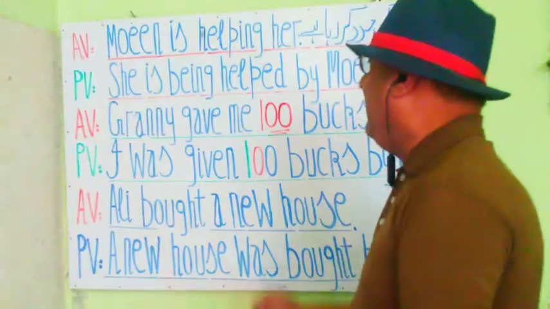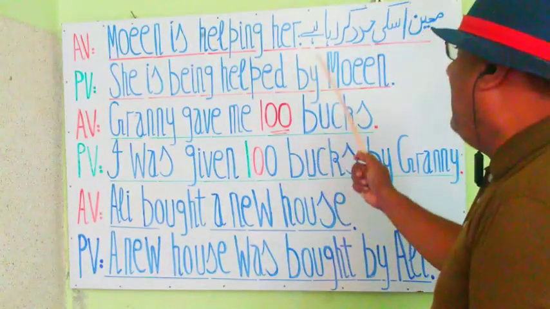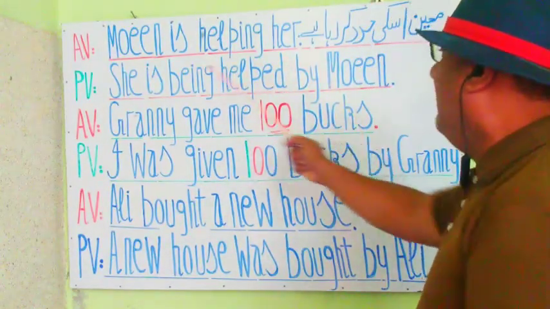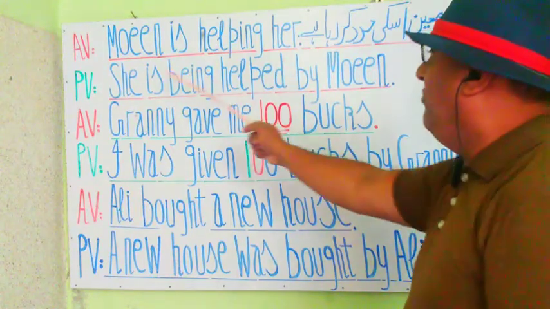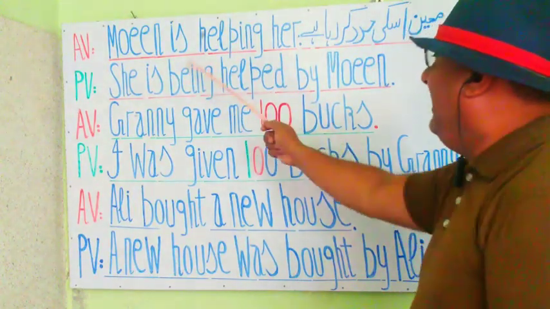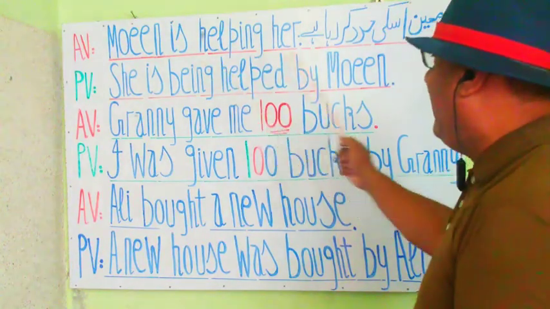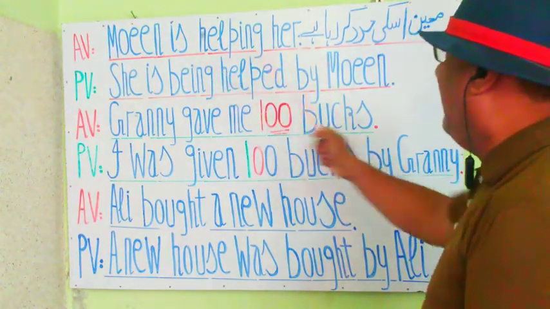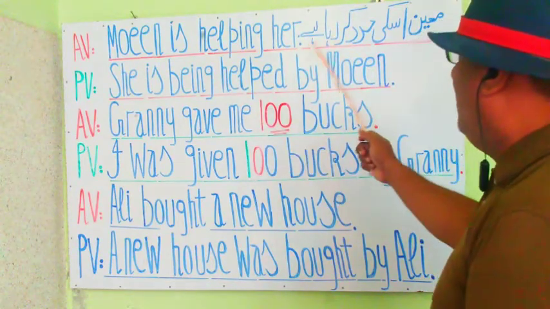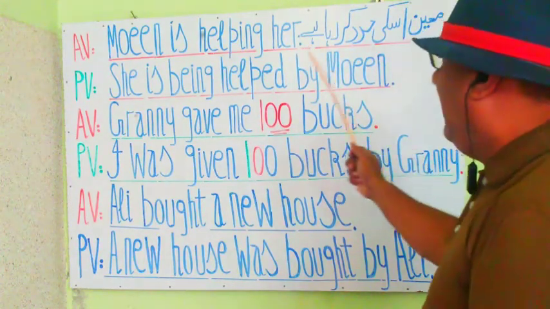You see the first one is: Moin is helping her. This is active voice, present continuous tense. Moin is helping her. Full stop. Moin उसकी मदद कर रहा है.